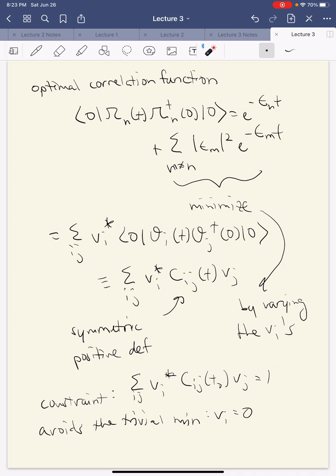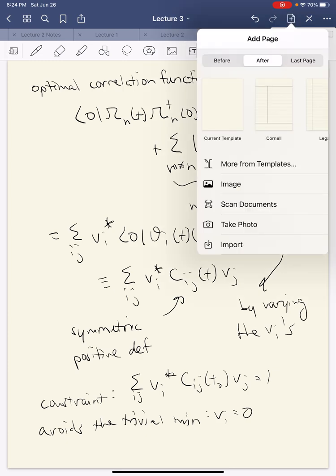I'll talk about a little bit where t naught comes from. It's similar to like in matrix Prony, where you were writing down recursion relations for correlation functions at different times, and you needed to think about which time slices you might include in that. And that will also be one of your questions later. But let's go ahead and get to solving this. So we can impose this constraint with a Lagrange multiplier.